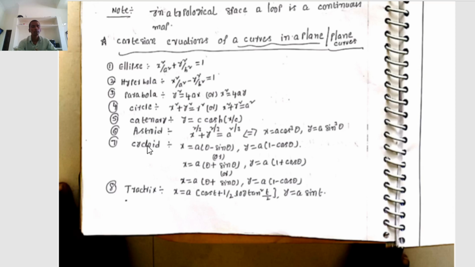Next one, cycloid. The Cartesian form of the cycloid is x equals a into (theta minus sin theta), y equals a into (1 minus cos theta), or x equals a into (theta plus sin theta), y equals a into (1 plus cos theta). These are called cycloids.